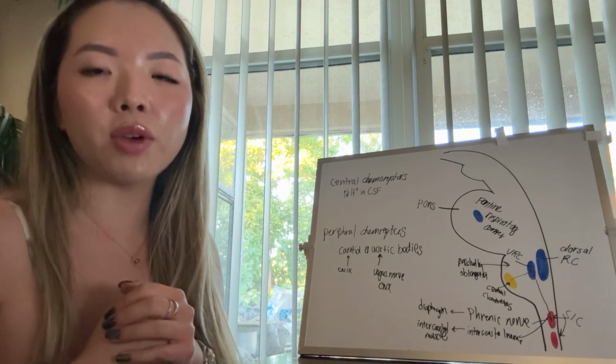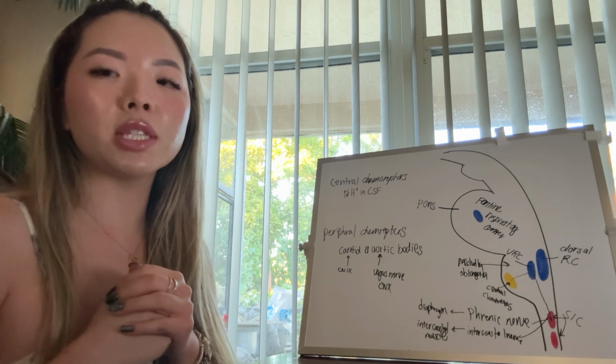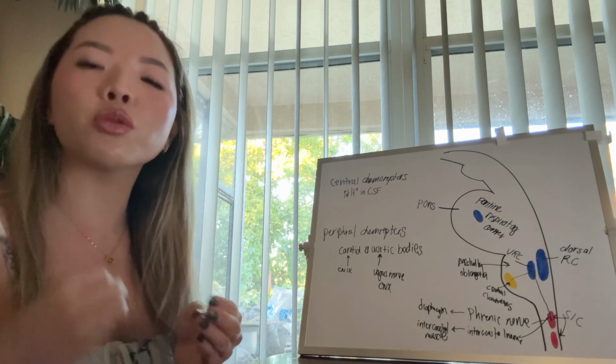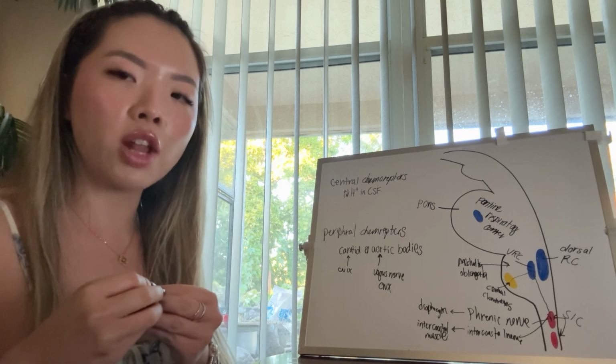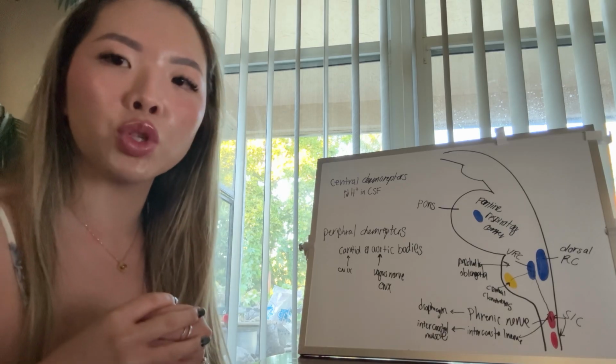If the blood is too alkaline, the respiratory system is then going to respond by slowing the rate of breathing, which is then going to retain the CO2 in the blood.